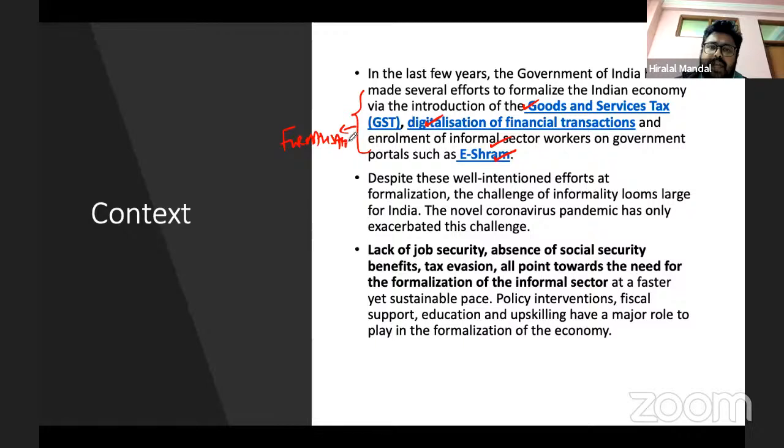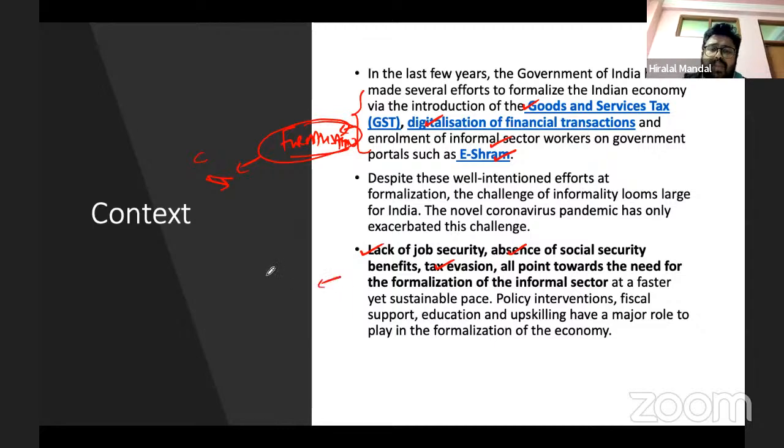All right, so these are the efforts being made by the government, but with the coronavirus, the informalization of the economy has gone up, largely because in the country there is a lack of job security, there is an absence of social security benefits given to many people, and there are a lot of issues related to tax evasion. As a result, there is a huge rise of the informal sector in the economy.